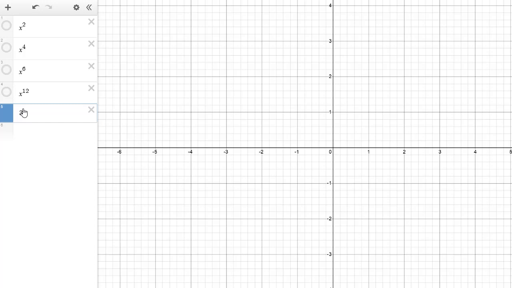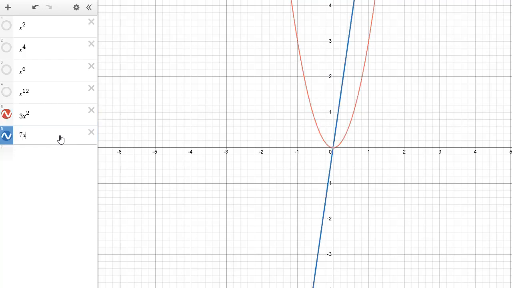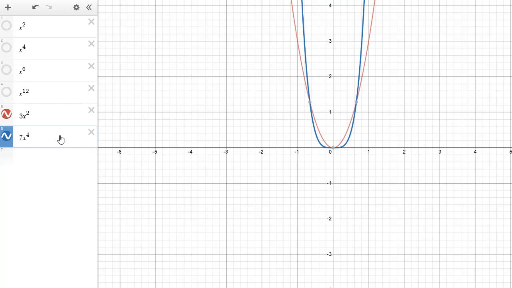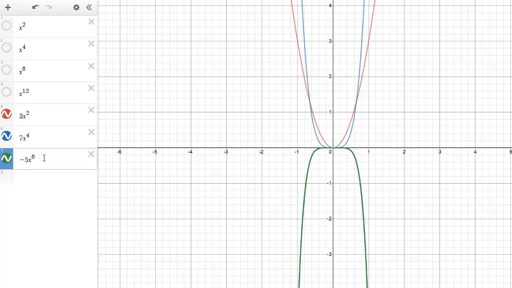3 is an odd number. Will it affect the symmetry? And the answer, no. It does not affect the symmetry. It's still like there's a mirror right on the y-axis. Okay? What about 7x to the 4th? Nope, that doesn't do a thing. And maybe negative 5x to the 6th. Nope, it is still symmetrical.